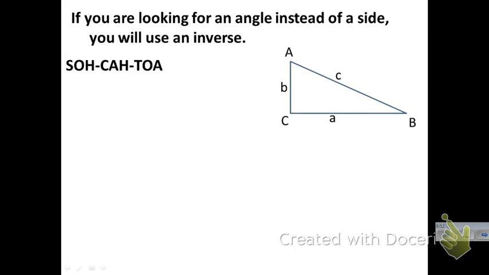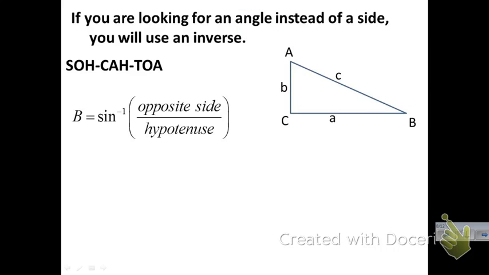Alright, the other half of this is if we are going to actually look for an angle. Angle instead of a side, we're going to use an inverse. I have here, and I will explain these in class next time, what we have here. If we're looking for angle B, and we're using the function sine, we're still going to take the opposite side over the hypotenuse, but if we're actually looking for the angle B, we take the inverse of sine.